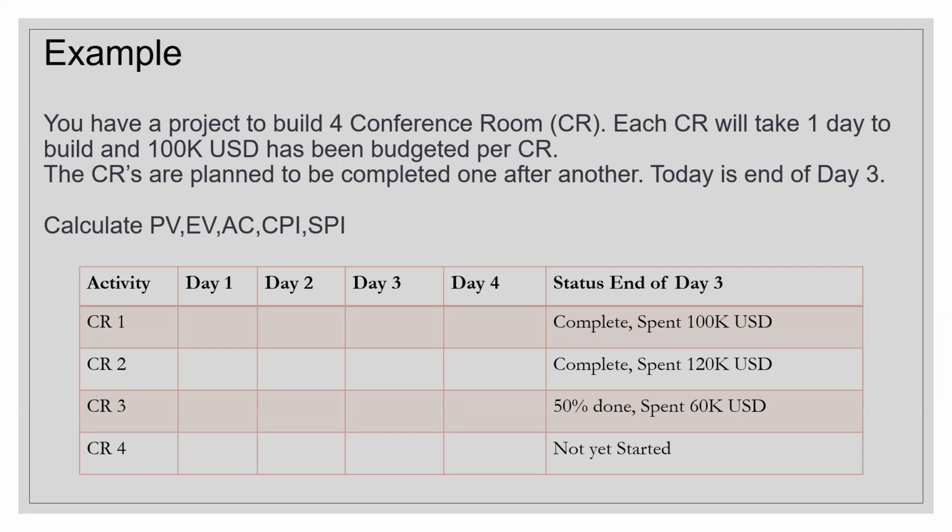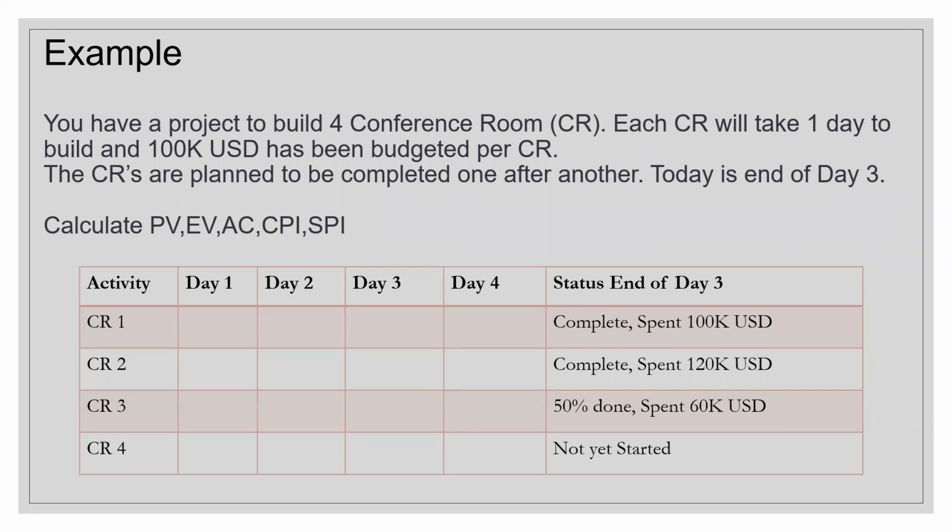It tells you, you have a project to build 4 conference rooms. Each conference room will take 1 day to build, and 100,000 US dollars has been budgeted per conference room, right? Now, the conference rooms are planned to be completed one after another, so you cannot do them in parallel. It's a sequence: 1, 2, 3, 4, right? And today is end of day 3. So if today is end of day 3, then ideally we should have completed the 3rd conference room, because it clearly says each CR will take 1 day to build. So 1 plus 1 plus 1, at the end of day 3 you are done with 3 CRs, and on the 4th day you are remaining with the last one.